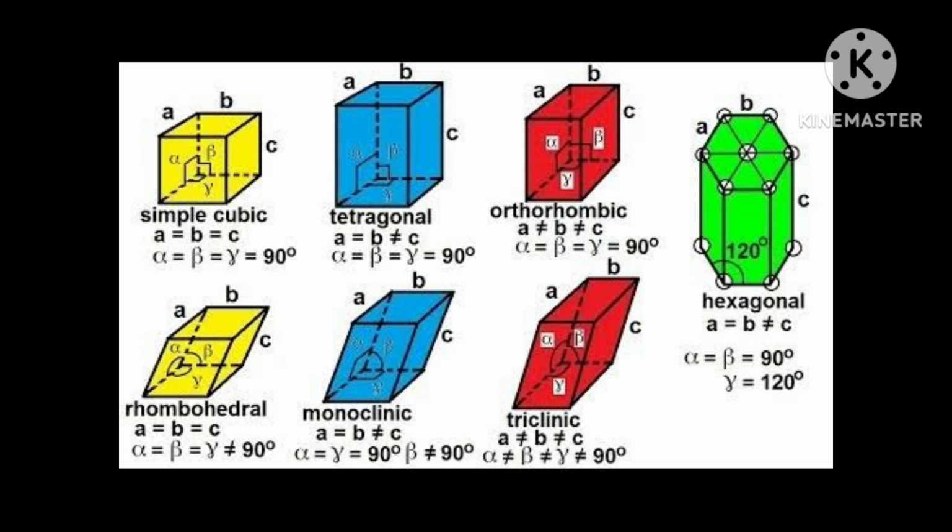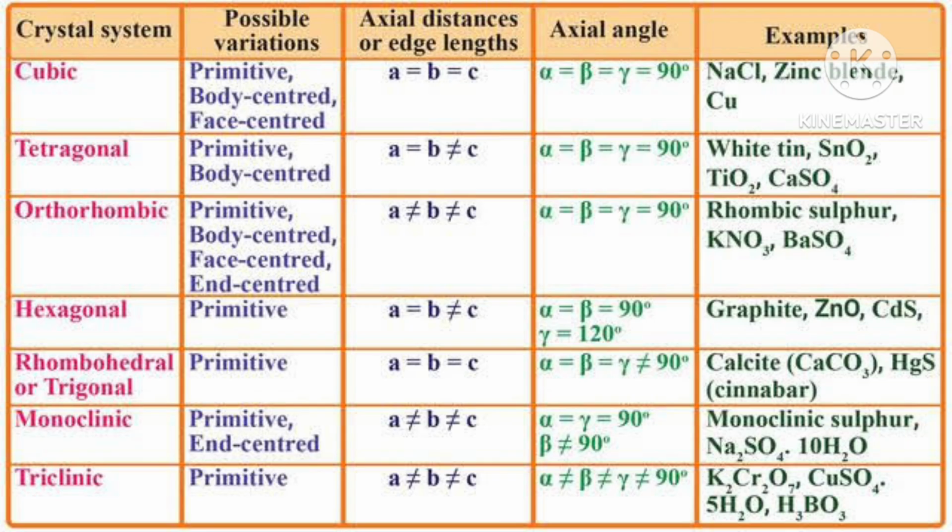Alpha is equal to beta, beta is equal to gamma. Not two angles, they will differ in one angle. Alpha is equal to beta, and beta is equal to gamma, but the angles are not 90 degrees, maybe less or more. Actually, it is just like a cube, but the only difference is that sides are equal, no problem, but angles alpha, beta and gamma, all three angles are not equal to 90 degrees, maybe less or maybe more.